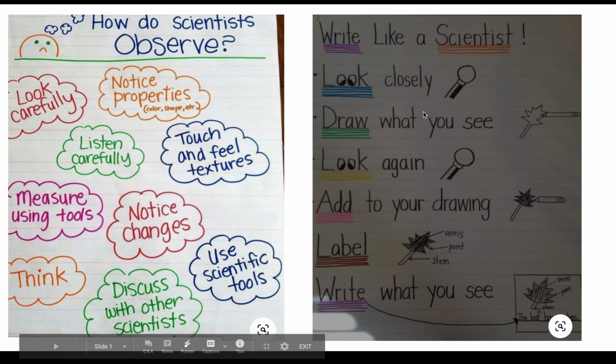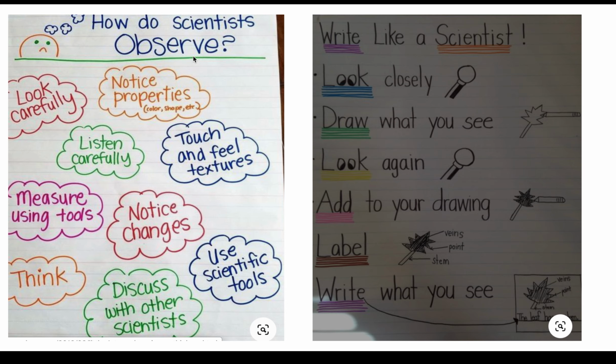So we're going to observe something here in a minute, but I want to go over what an observation is with you. Okay, so right here it says, how do scientists observe? Now remember, observe means to look at something. They look carefully. They notice the properties. They might notice that it has a smell or a taste. Don't taste everything, but sometimes it does.